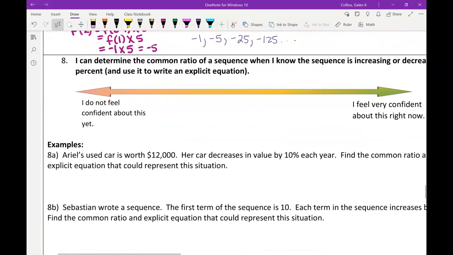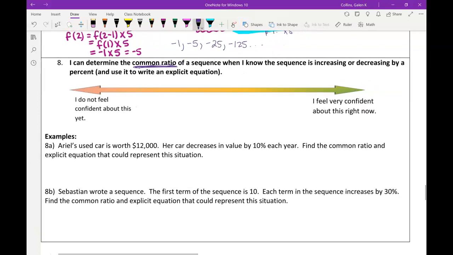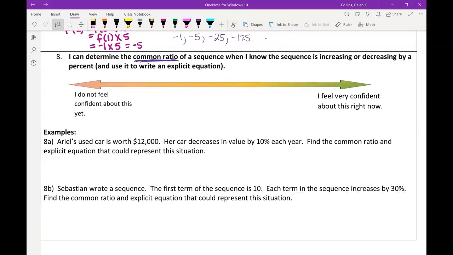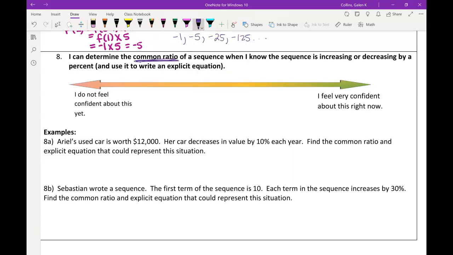If we look at our next learning outcome, number 8, it says I can determine the common ratio of a sequence when I know the sequence is increasing or decreasing by a percent and use it to write an explicit equation. I know we haven't spent a lot of time on this in class. We did in our 6th lesson, Home on the Range. If you're struggling with this, that is where we did that learning. I think we have a way to go to formalize it.